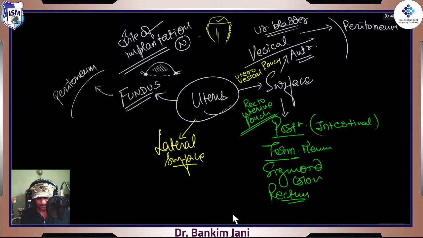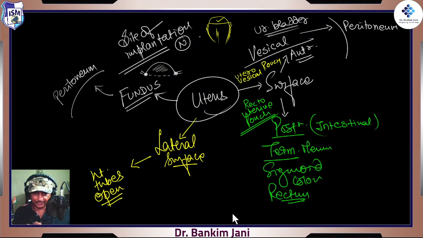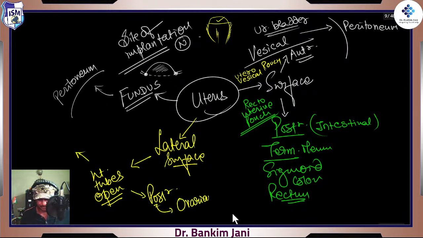In the lateral surface, the biggest landmark would be the opening of the uterine tube. So the uterine tubes open here. And one structure is posterior and the second structure is anterior. What would that be? Well, we know it. Posteriorly, it was the ovarian ligament.